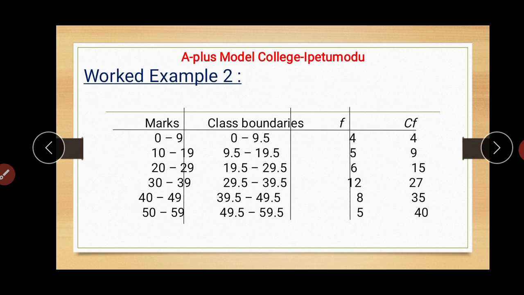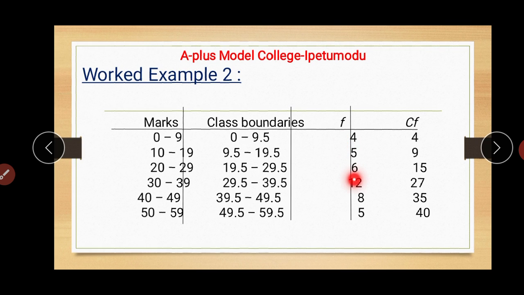And when you look at this table, the 20th member will fall here. This is 9 plus 6, that will be 15. You can see this is 12, this is 27. So this 20 will fall around here. So this is the median class.